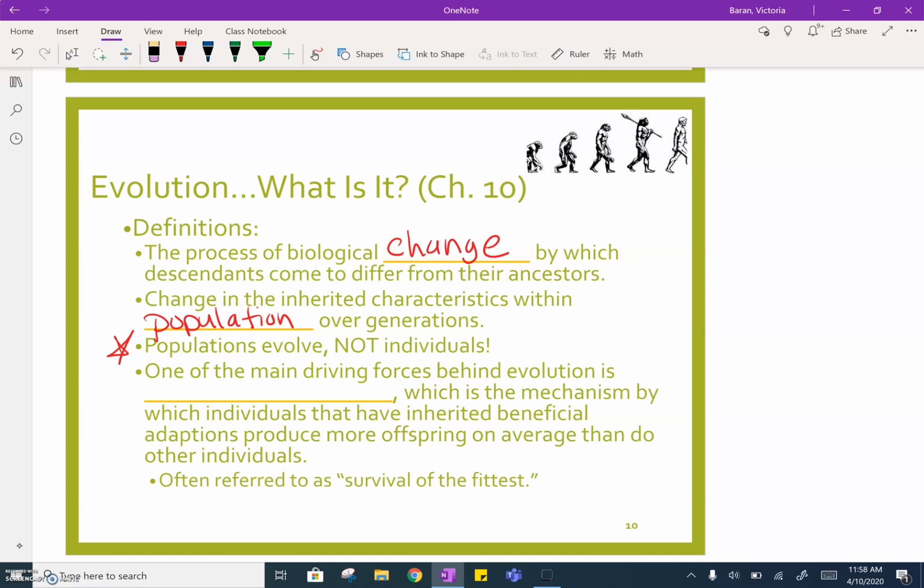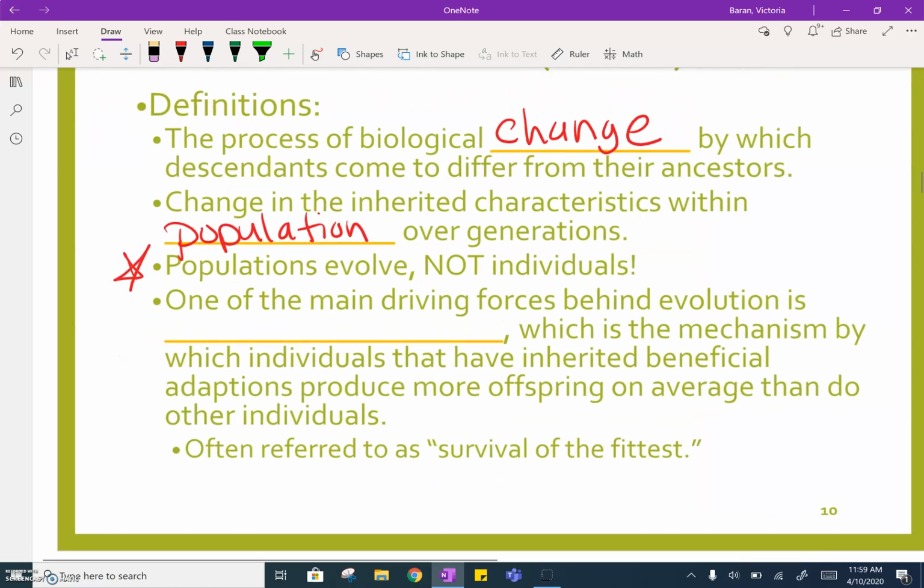Now, one of the main driving forces that explains evolution is what we can observe. We see populations changing over time in terms of phenotype and certain traits and characteristics. And the main driving force behind this is natural selection, which we will talk a lot more about later on.